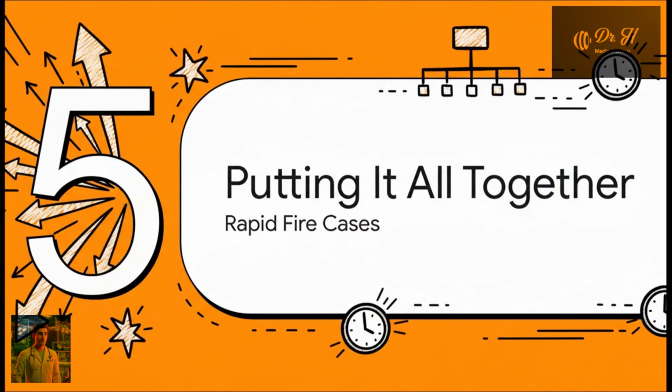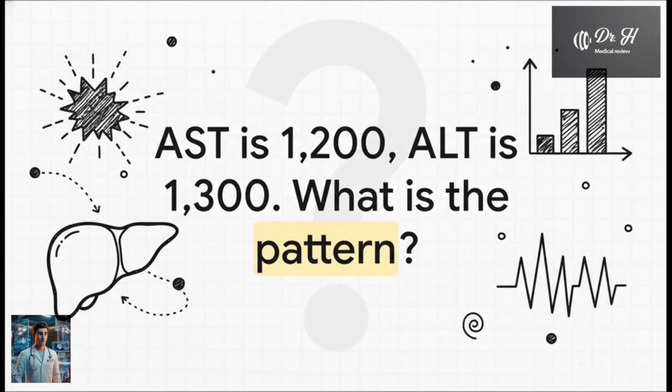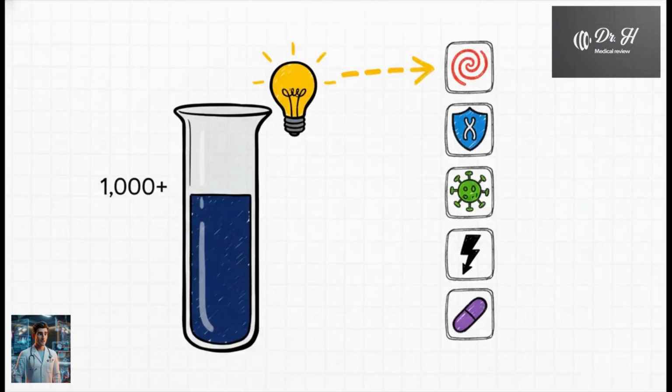All right, enough theory. Let's put this whole framework to the test with a few quick cases. Okay, you see these labs pop up on your screen. AST and ALT are through the roof. Alk phos is normal. What's the very first thing that comes to your mind? That's it. It's an acute hepatocellular injury. You've just triggered the rule of thousands and boom, you have your short list of life-threatening causes to investigate right now.